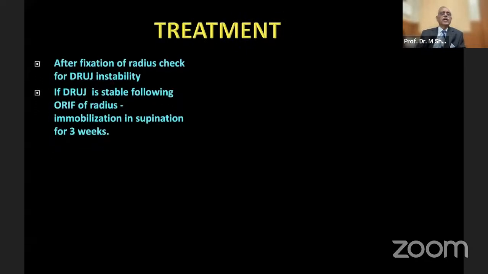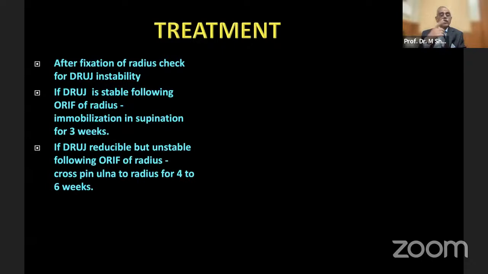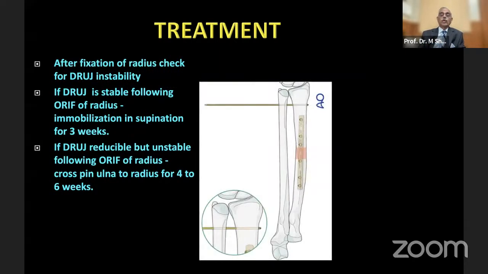Well, coming to the treatment again, after fixation of the radius, check the distal radioulnar instability. If the distal radioulnar joint is stable following internal fixation, you immobilize it. I always immobilize it in supination for 3 weeks so that the distal radioulnar joint is stable and there is no possibility of a subluxation later. And if the radioulnar joint is reducible but unstable following ORIF, cross-pin the ulna to the radius, and it is to be kept on for 4 to 6 weeks.